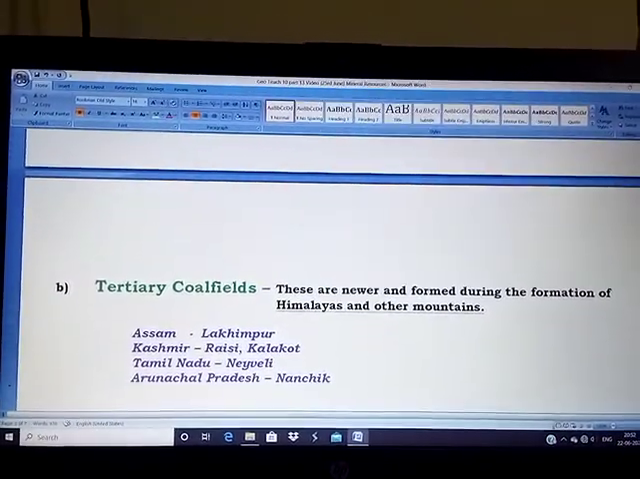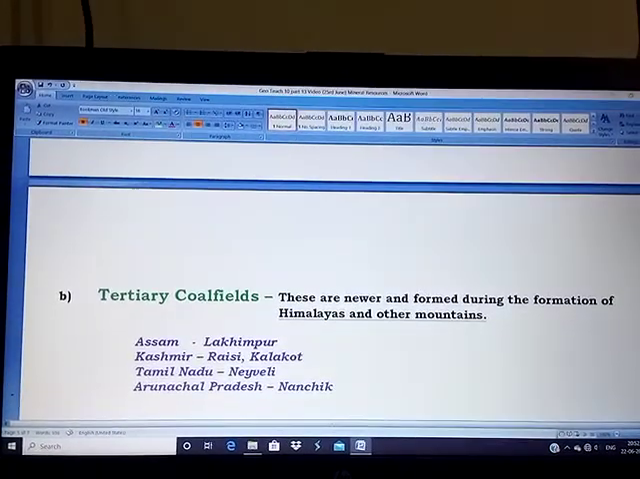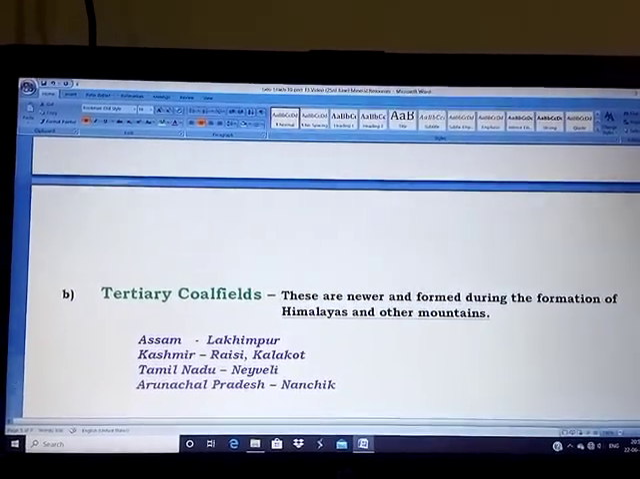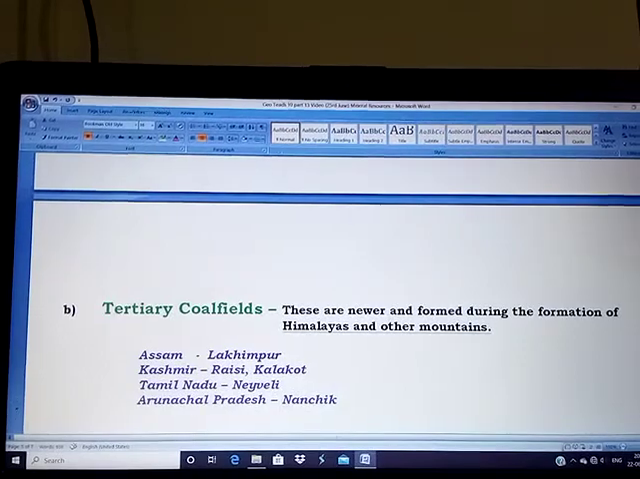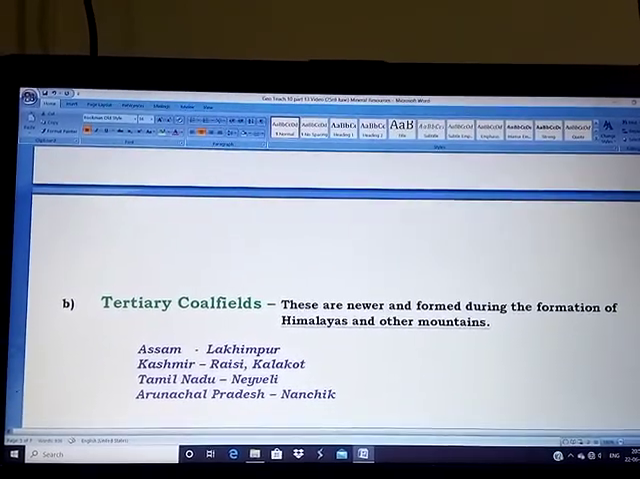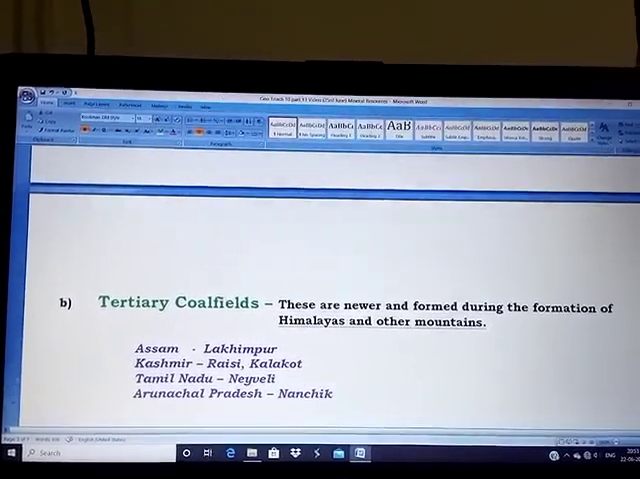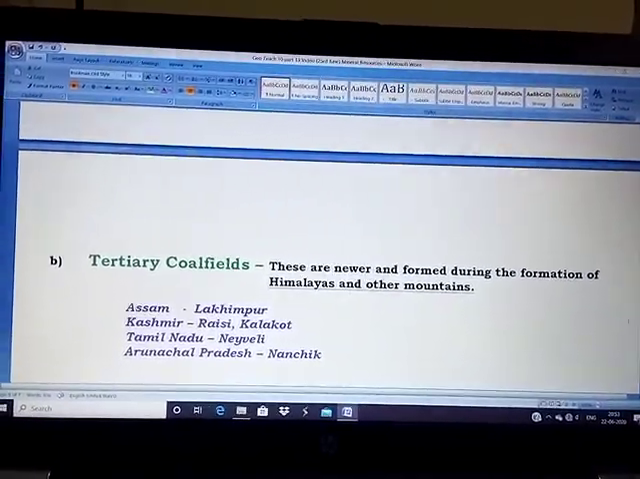Okay. Now, some of the important tertiary coalfield regions are in Assam called Lakhimpur, in Kashmir Raisi and Kalakot, in Tamil Nadu it is Neyveli, and in Arunachal Pradesh it is in Nanchik.